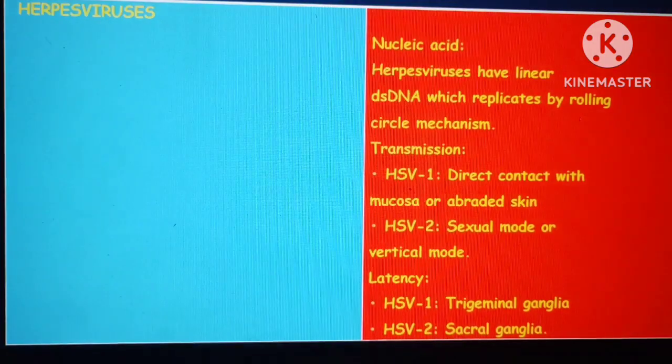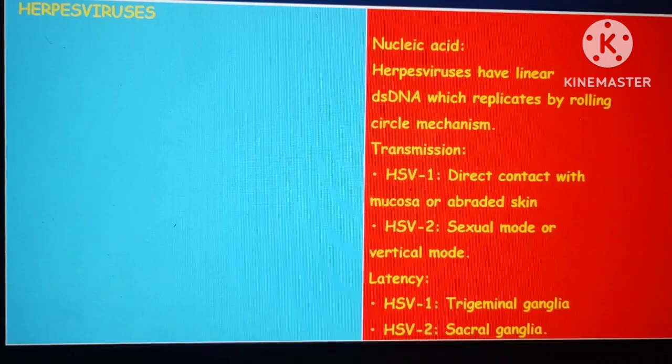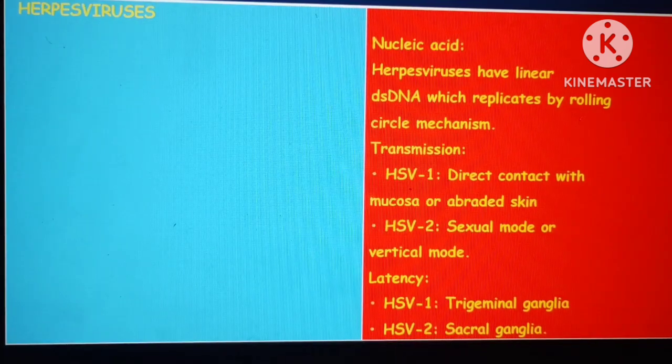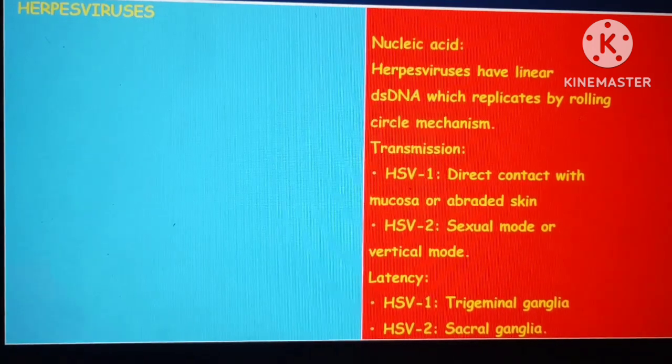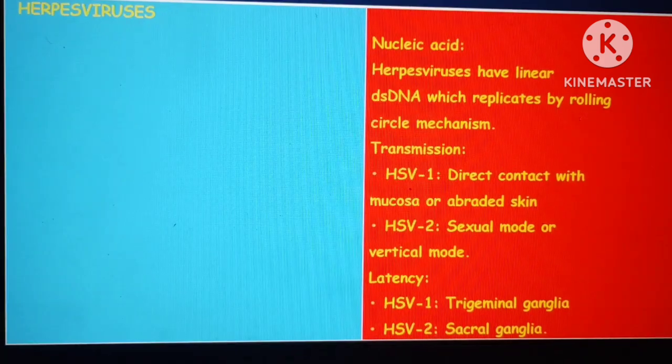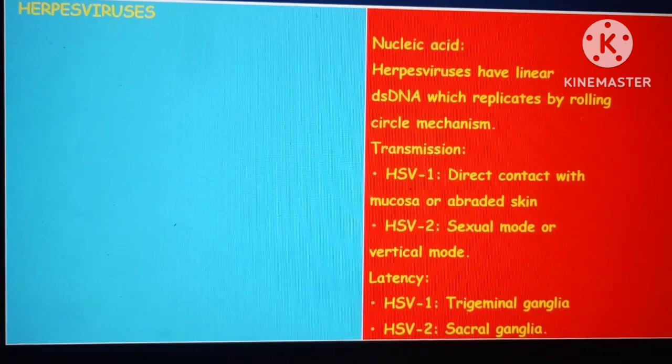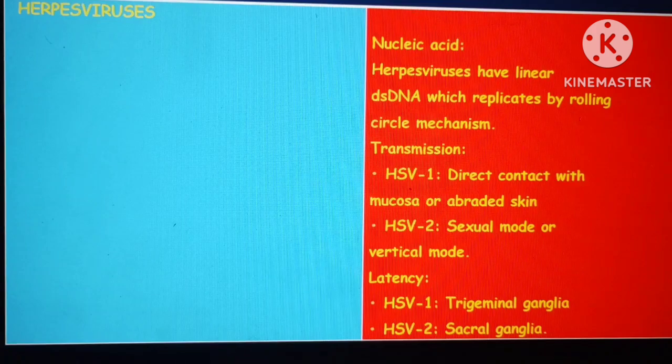First is regarding herpes virus. Always remember it is a linear double stranded DNA virus, and the important mechanism here is the rolling circle mechanism, by which replication usually occurs. HSV1, as you know, spreads through mucosal or broken skin contact, and HSV2 mainly by the sexual mode or through the vertical mode, that is during delivery time.